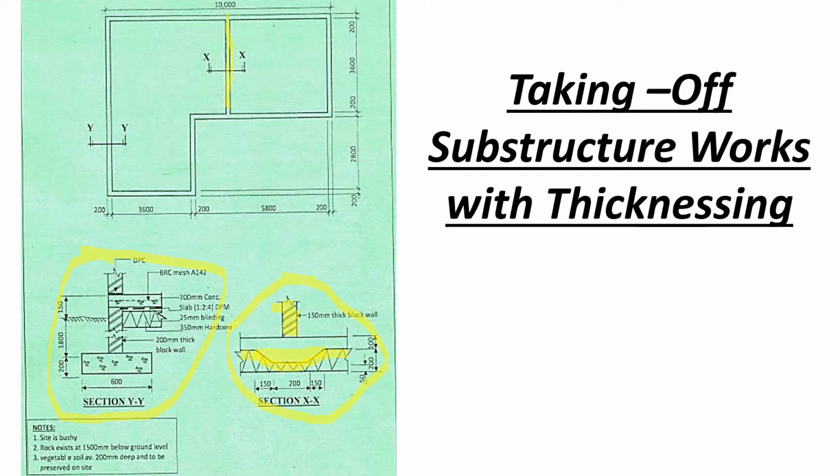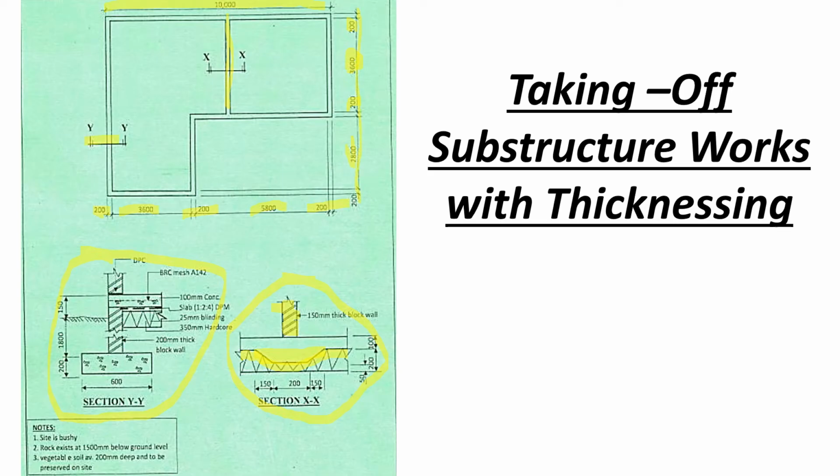In this diagram you can see we have a plan here whereby it measures 3600. Here we have 5800, we have 200 for the thickness of the external walls. On the other side we have 200 for the thickness of the wall, and 3600, 200 for the thickness of the wall. So the total length is 10,000. Then to get the total width, we can add all these dimensions.